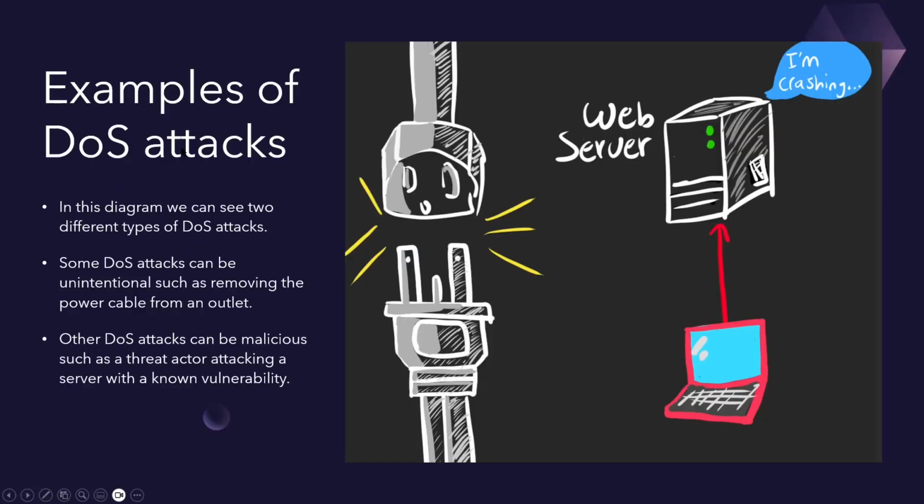So some examples of a DOS attack. In this diagram, we can see two different types of DOS attacks. Some DOS attacks can be unintentional, such as removing the power cable from an outlet. Other DOS attacks can be malicious, such as a threat actor attacking a server with a known vulnerability. For example, we can see the laptop in red and it's attacking a web server. Maybe this web server wasn't patched, it didn't have the latest antivirus, and unfortunately, someone took advantage of this exploit and started attacking it. This can effectively create a DOS attack.